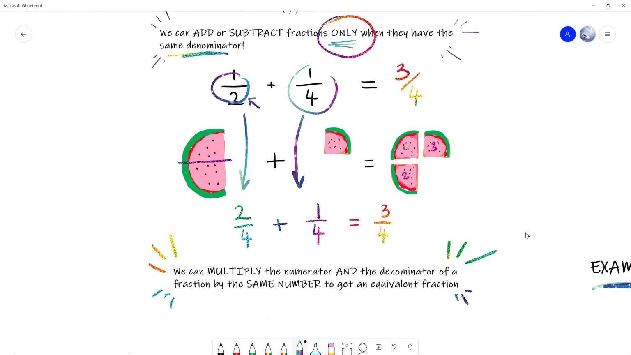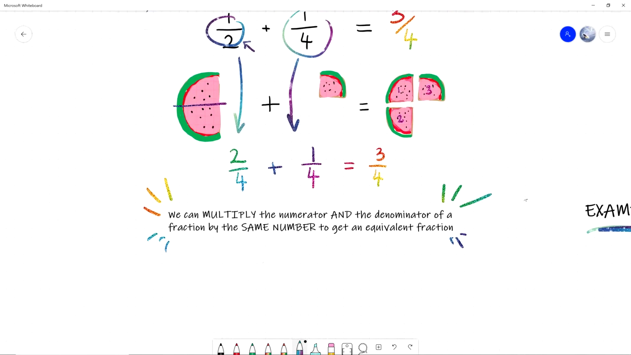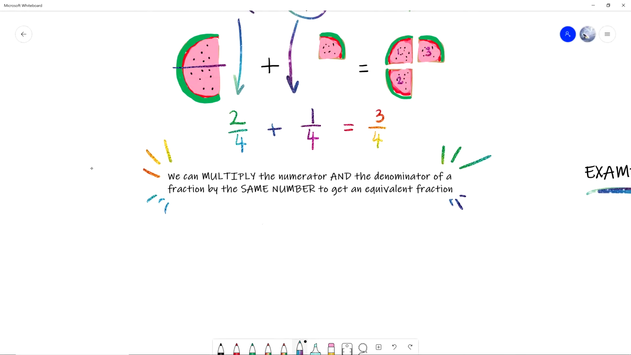How do you get fractions to be in one common denominator? With this very important rule. Poppy, do you want to read this one for us? We can multiply the numerator and the denominator of a fraction by the same number to get an equivalent fraction. Yeah, so you can multiply or divide, actually, the numerator and the denominator, both of them by the same number to get to an equivalent fraction.